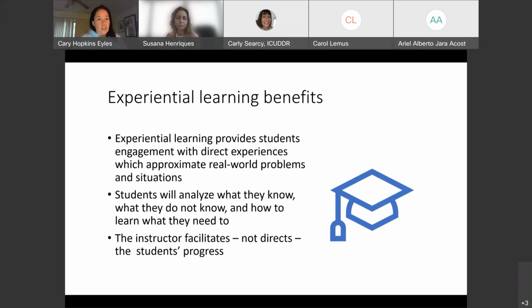And then as the instructor, we're not directing, we're facilitating the process. So we're saying, how did that feel? What do you think? What went really well there? What would you like to do better? And helping them through that process so that it's not me. I can provide some feedback, but I'm trying to be more of a facilitator.